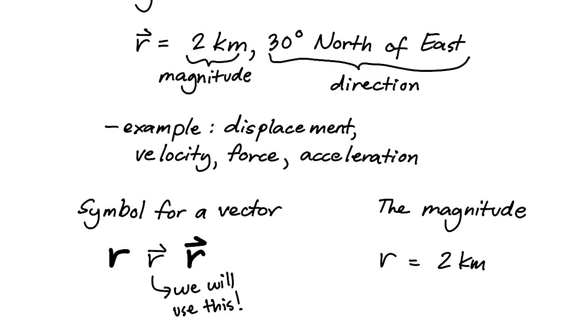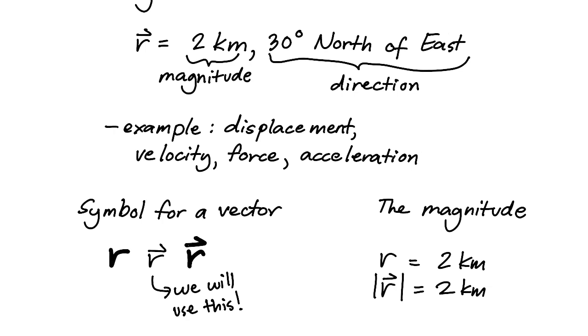Now, sometimes, ito din yung ginagamit. You have your vector symbol, R, tapos may arrow sa taas, tapos lagyan mo ng absolute value sign. Okay, so this will also mean magnitude. Pag may nakita kayong ganito, that means yung magnitude ni vector R. So that would also be 2 kilometers.